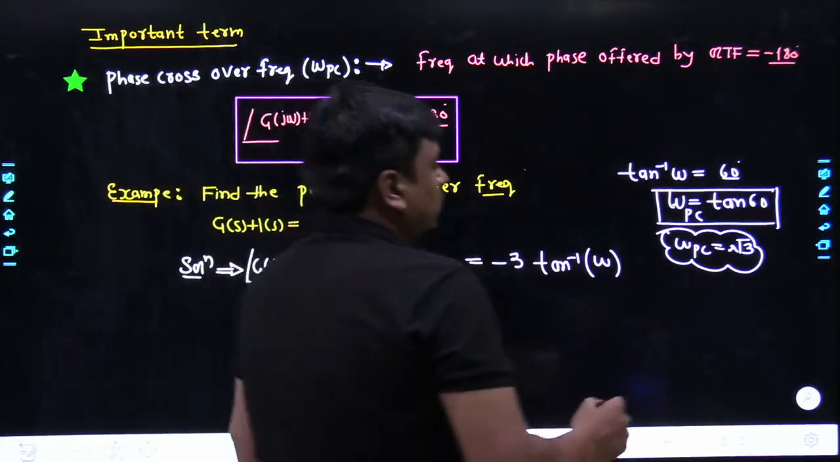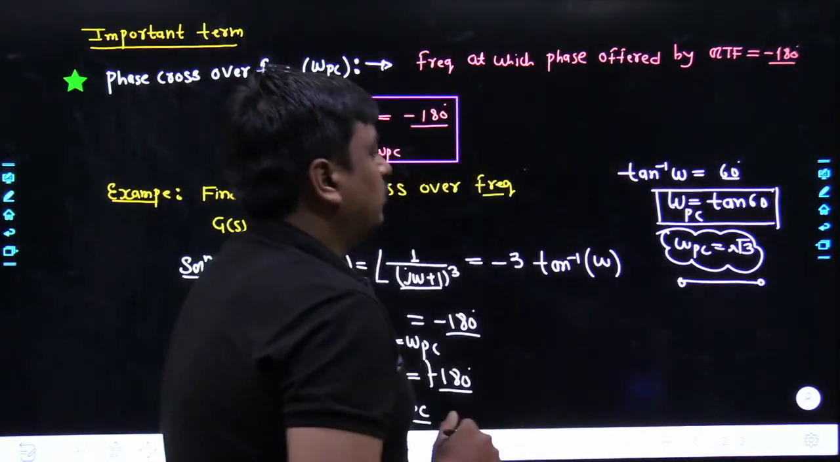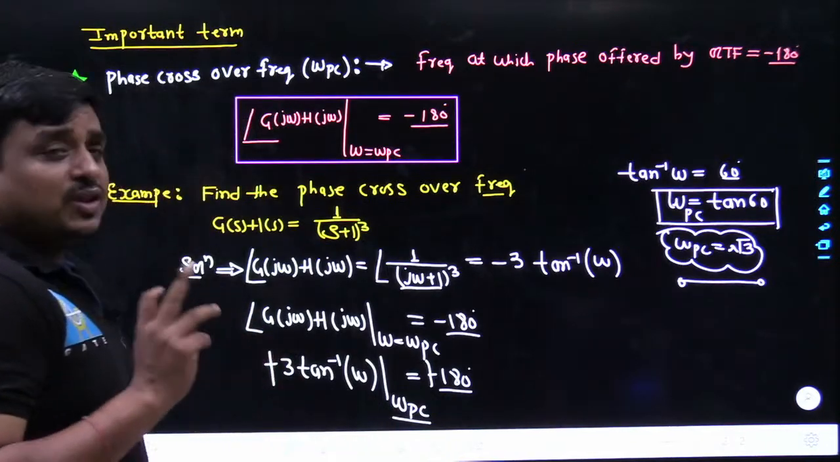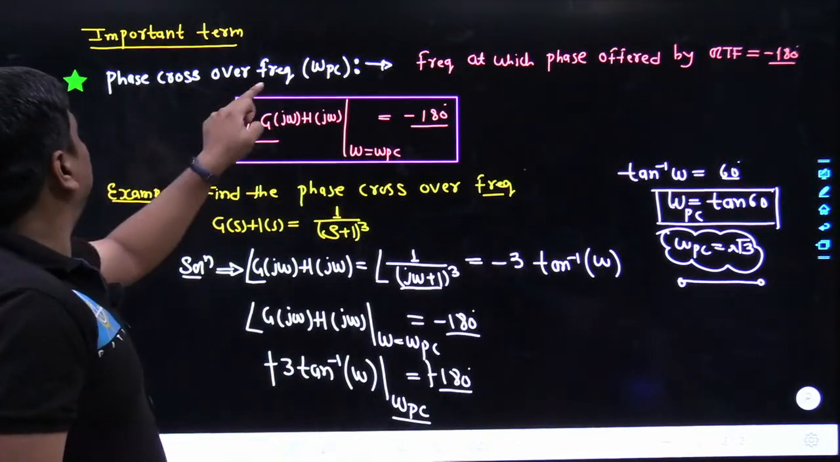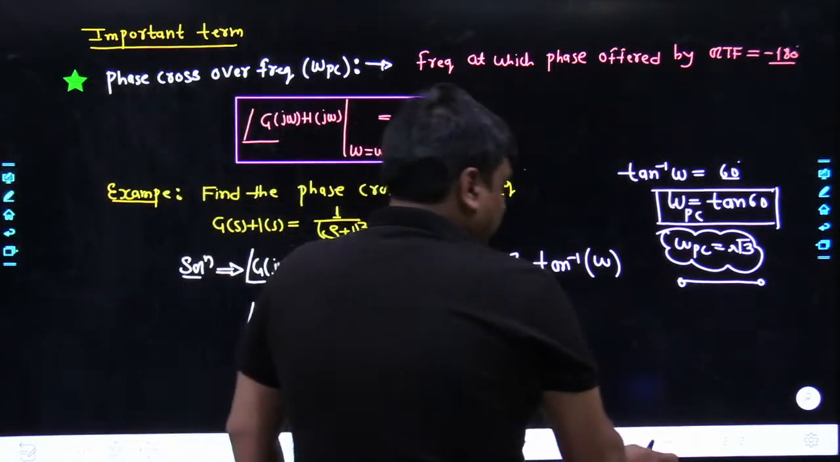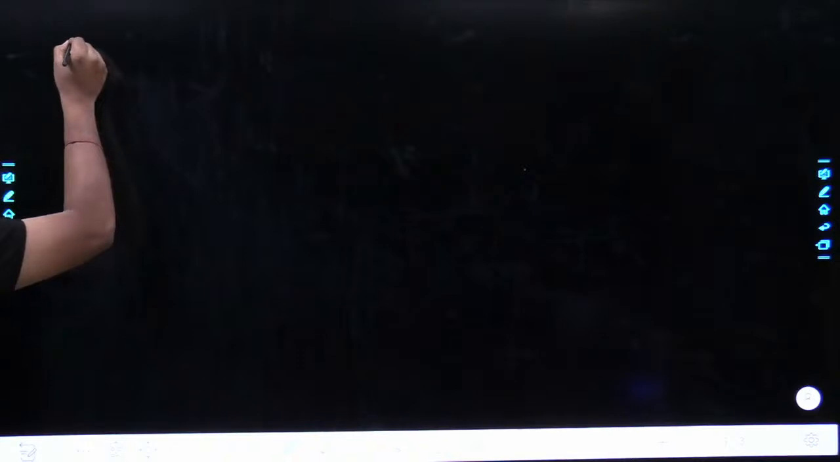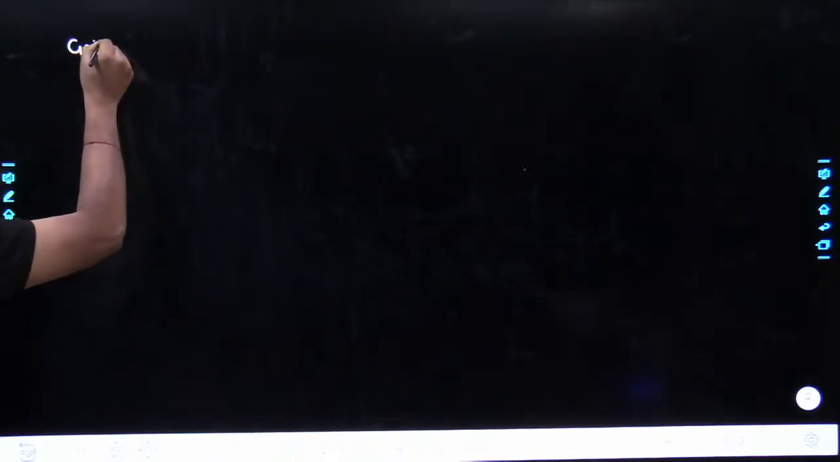So at least we could know one thing, the value of omega PC is equal to root 3. In the same sequence, now we are going to define the concept of gain crossover frequency. So let me take the next page, and here I would be discussing the gain crossover frequency.